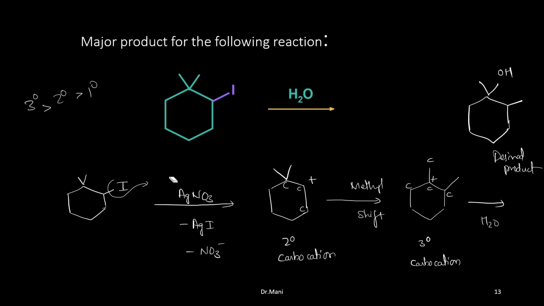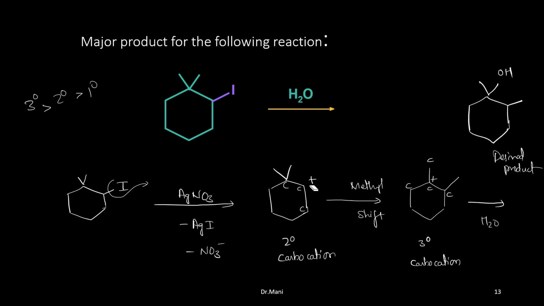Okay, I removed the I in presence of AgNO3. This I will attach to the Ag, and whatever NO3 is there, it will form NO3 minus. Leave about it, we don't care. Now see here, when the iodine leaves, a cation formation happens. We know this is the first step in the SN1 reaction, which is a very slow process and the rate determining step. Somehow we form the cation.